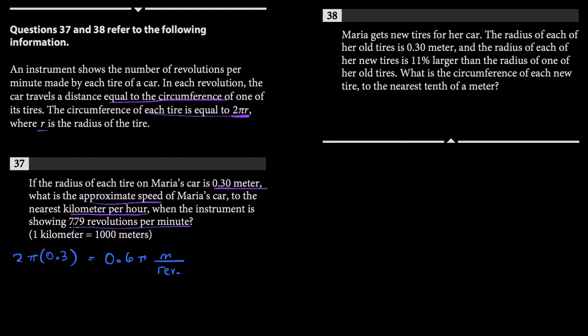Now it says that there are 779 revolutions per minute. So this number right here is the distance it travels for one revolution, and if I multiply this by 779 revolutions per minute, that's going to give me the speed in meters per minute. And the way that works out is, I can cancel out the revolutions. This is kind of like conversion factors, and you'll see later what conversion factors really are.